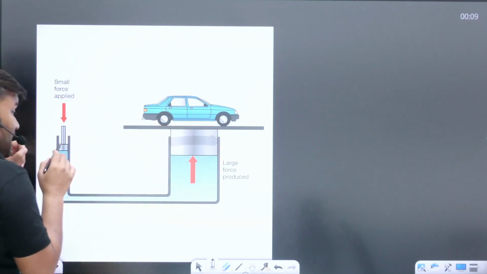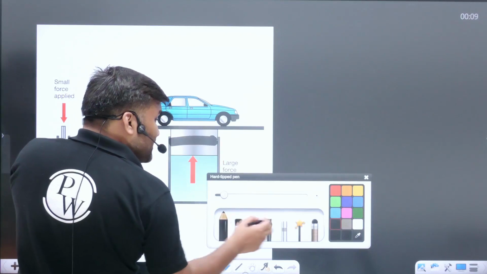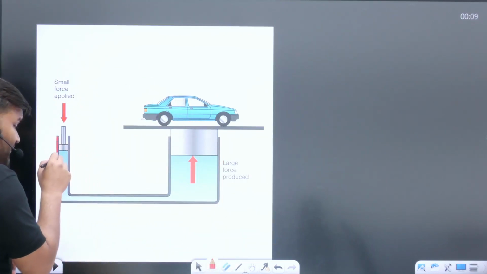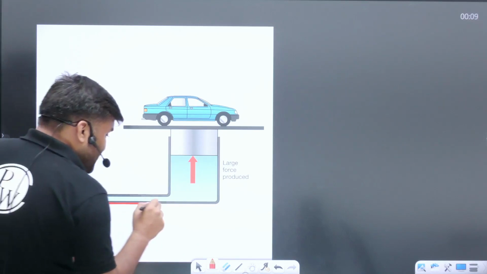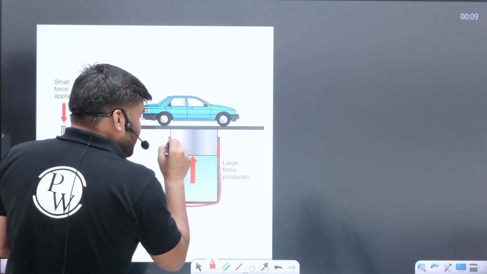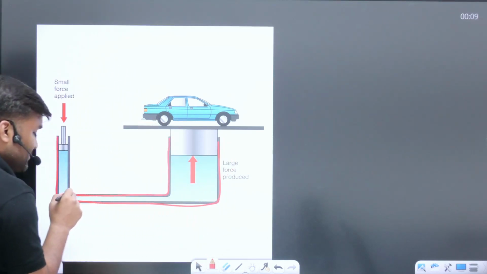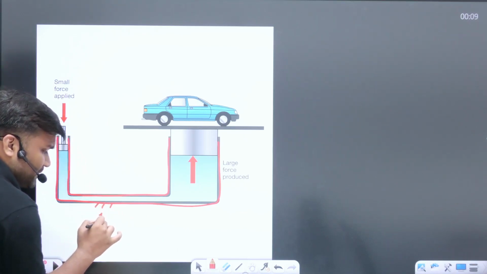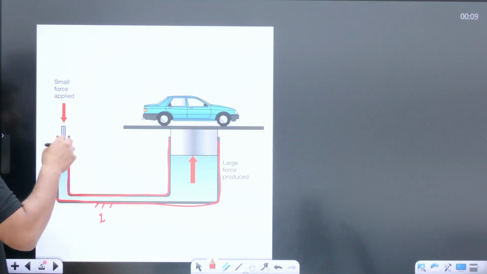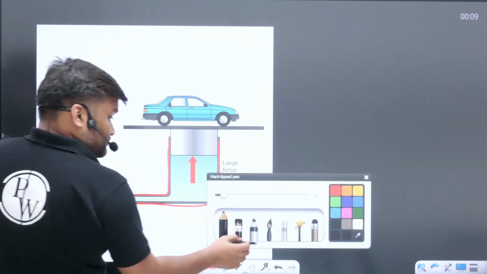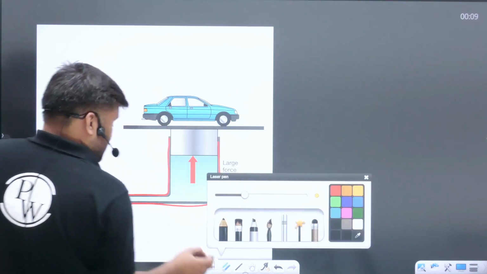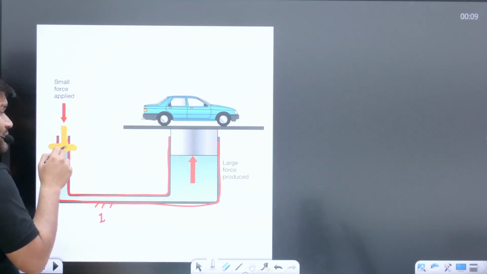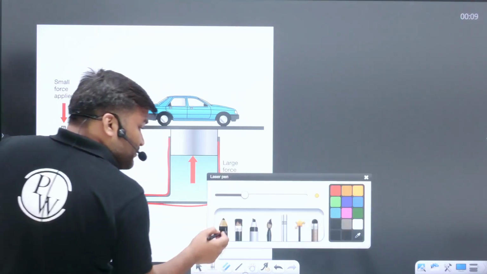Now, how many links can you see here, beta? The very first link is this one. This cylinder I will call link number 1. This is my link number 1. This is fixed. With respect to link 1, this plunger or this ram can have certain motion.